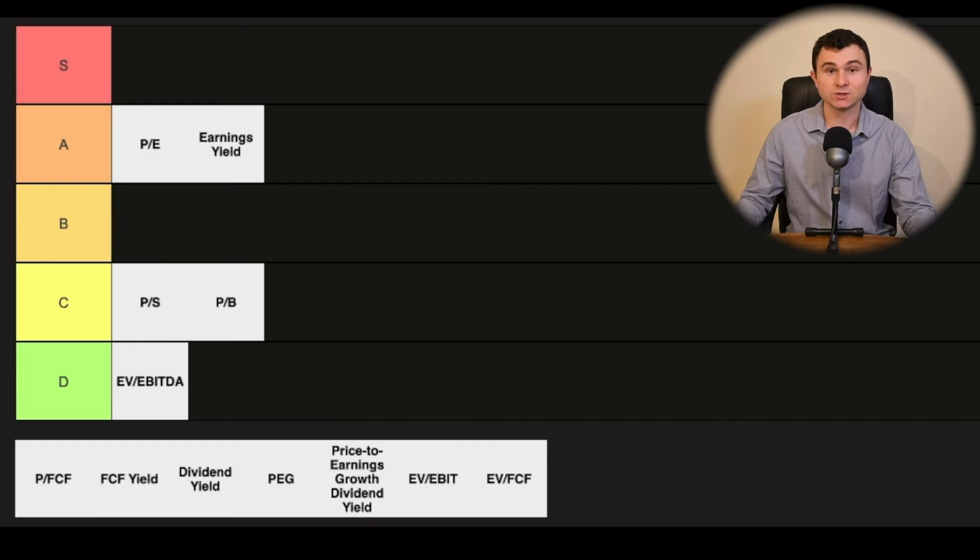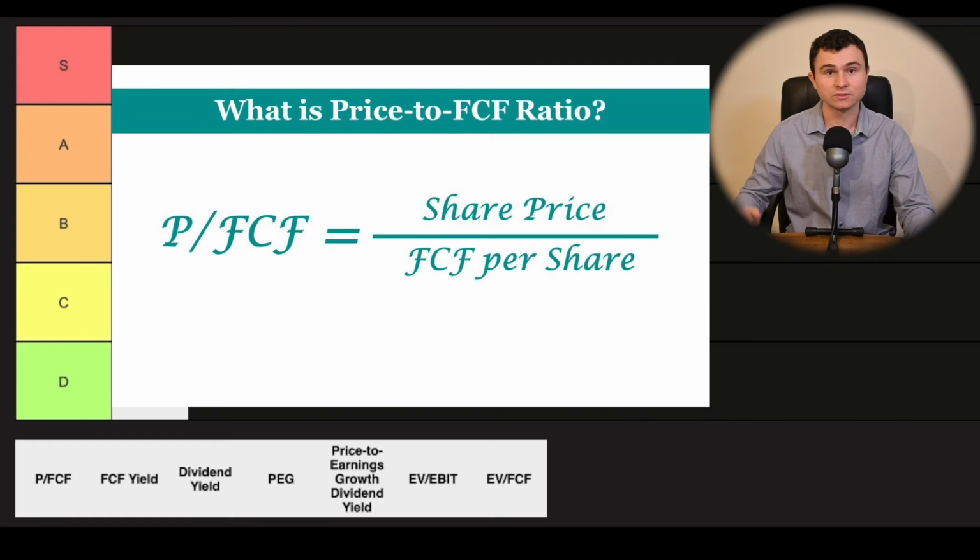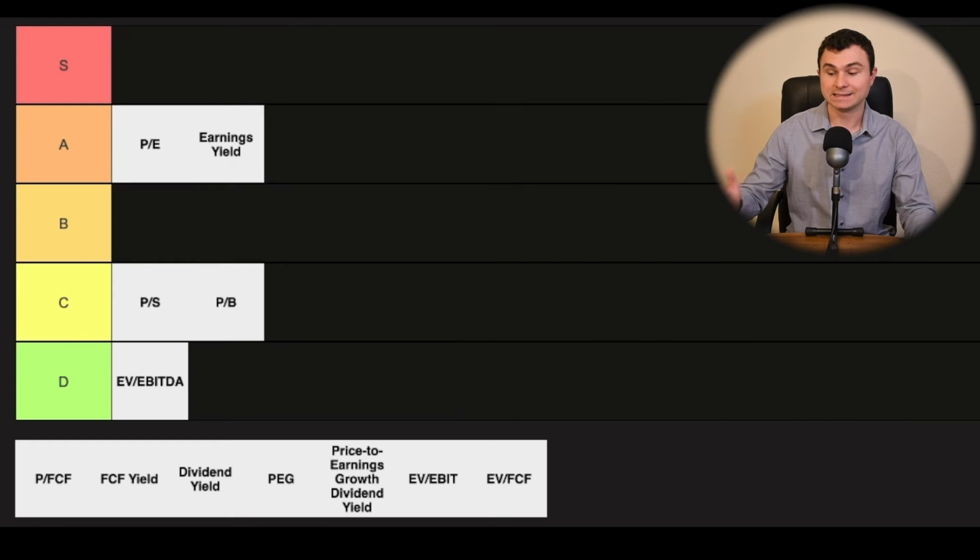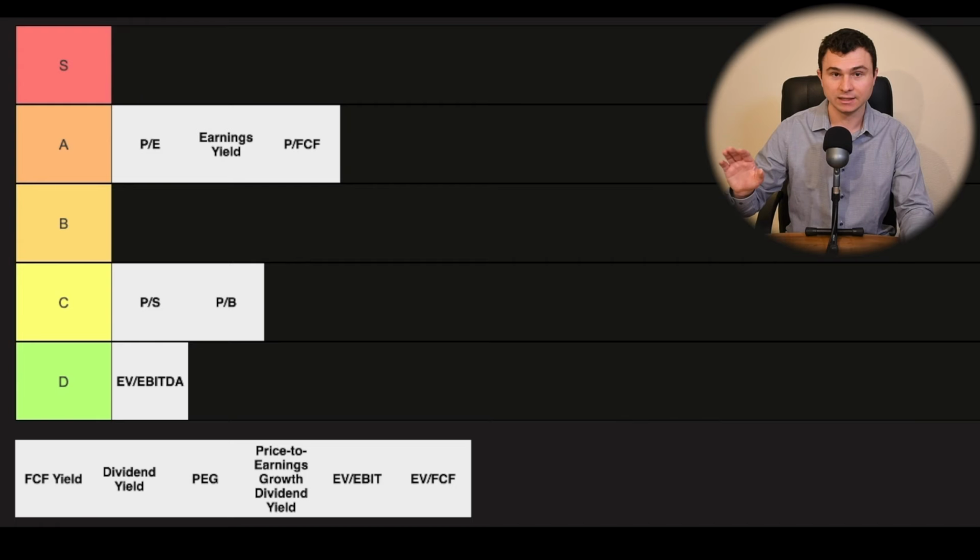The next one is the price to free cash flow. So you take the stock price and you divide it by the free cash flow per share. And similarly to the PE ratio, I will put it in the A category. That's one of the best ratios you could have to see if a stock is undervalued or not, because you compare the stock price with the free cash flow it generates. And free cash flow is maybe the most important metric when you look at the fundamental value of a business. So if free cash flow is the most important part of a business, price to free cash flow is maybe the most important metric. So definitely in the A category.